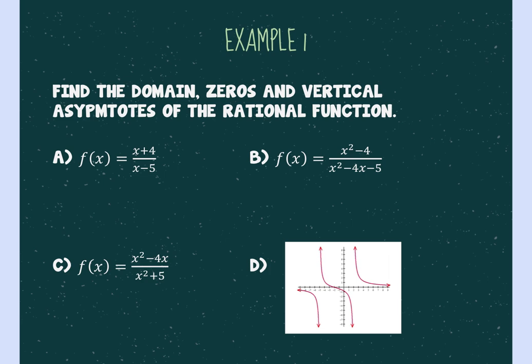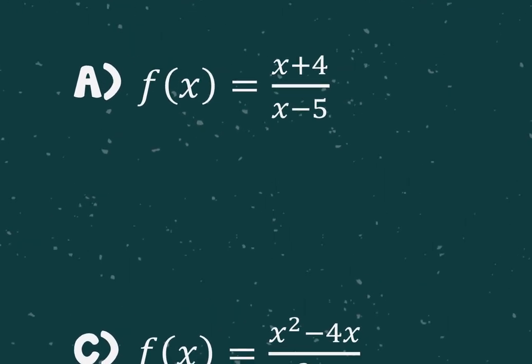All right, example 1. Find the domain, the zeros, and the vertical asymptotes of the rational function. So for A, we're going to go in the order specifically of doing domain first. So I set my denominator not equal to 0. I get x cannot equal 5. So my domain is negative infinity to 5 and 5 to positive infinity. Domain comes first.